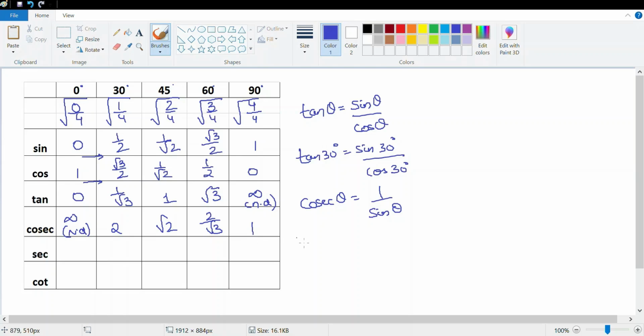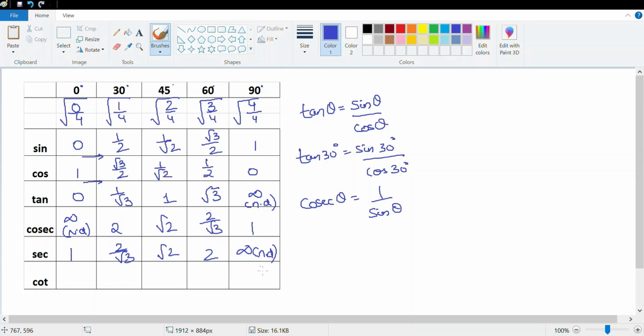Now, if you want to get into sec from cosec, write cosec in the reverse order. In this case, 1 would be the first number. Next would be 2 upon root 3. Next comes root 2. Then comes 2. And the last would be infinite or not defined.